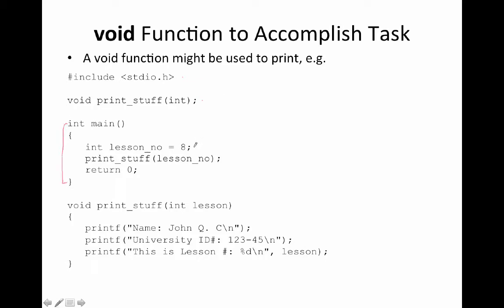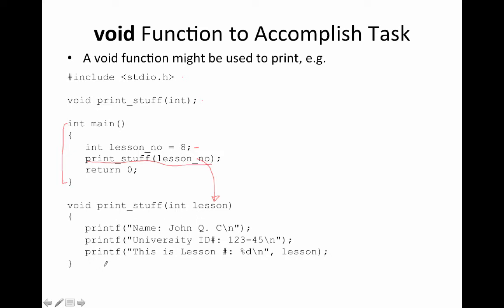In the main function, I'm declaring a variable lesson_no, short for lesson number, and initializing it to have the value 8. Then we call the function printstuff and pass the value of lesson number to be the value of the parameter lesson, which is 8. So when the function call is encountered, that sends control to the function. We start executing the function.